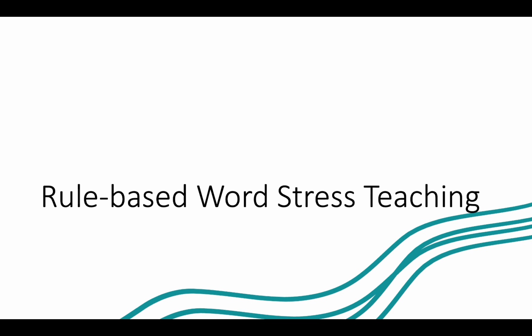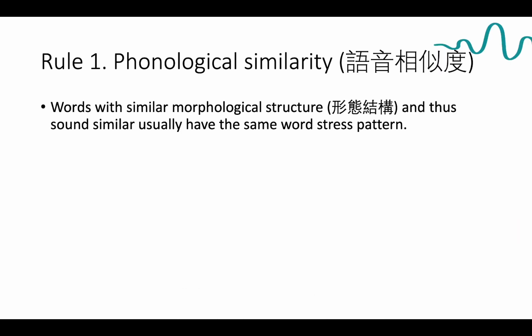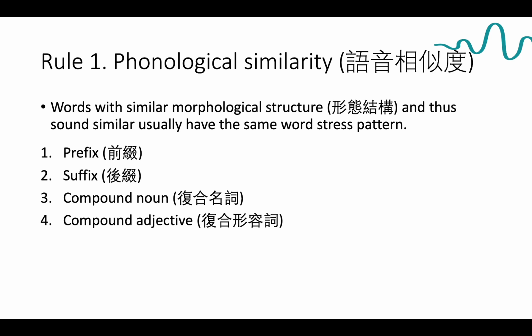Therefore, to decide the primary stress placement in a word, especially a newly learned word, we can teach students to systematically process the word by jointly applying several simple rules. The first rule considers phonological similarity. Words with similar morphological structures, and thus sound similar, usually have the same word stress pattern. We will cover words with affixation, including prefixes and suffixes, and compound words, including compound nouns and compound adjectives.